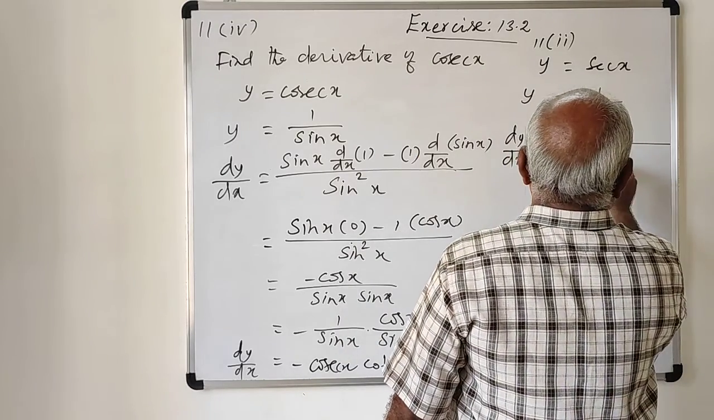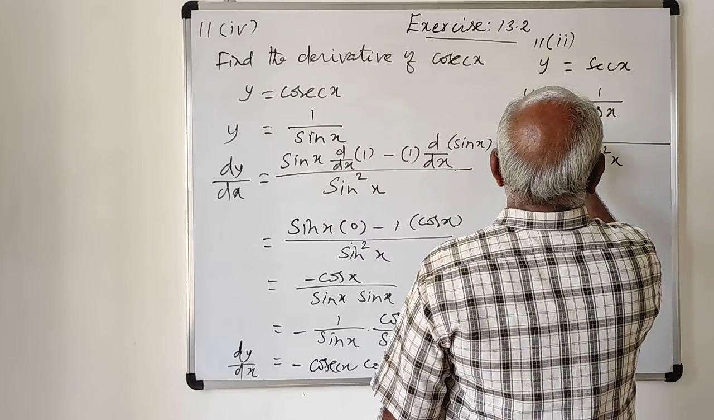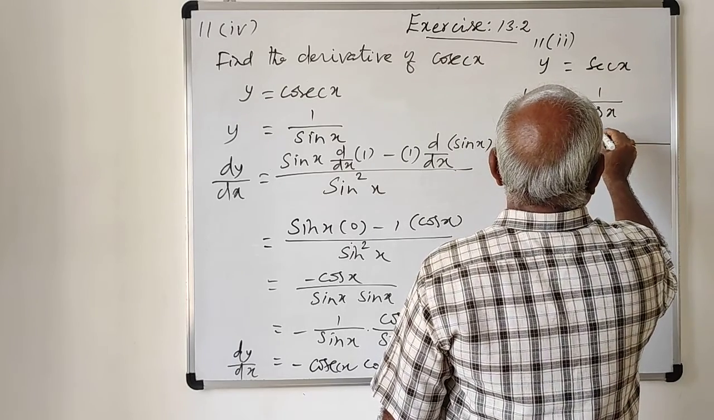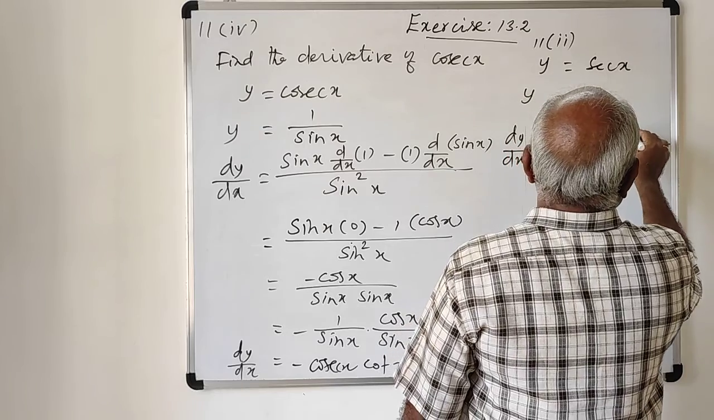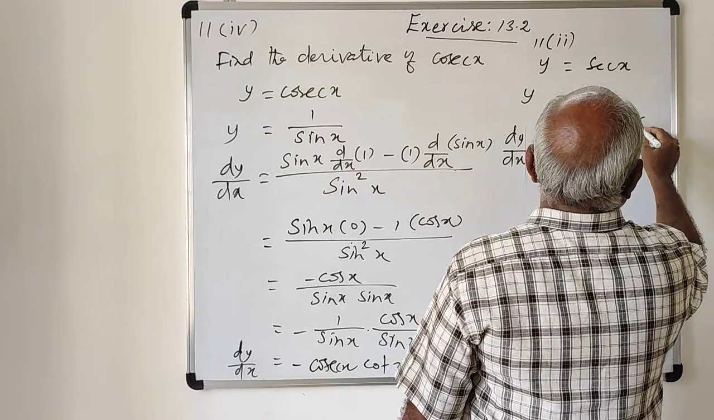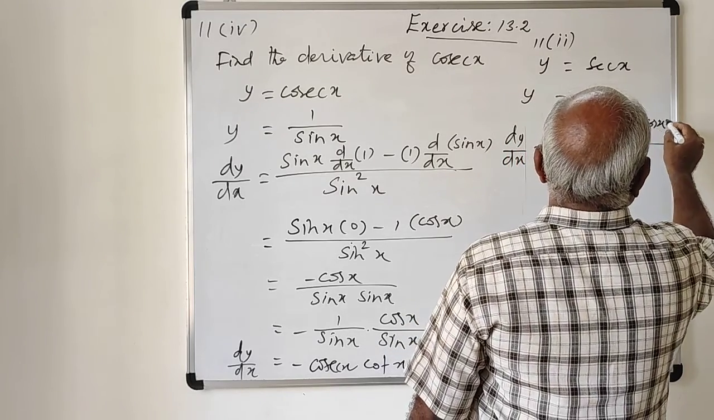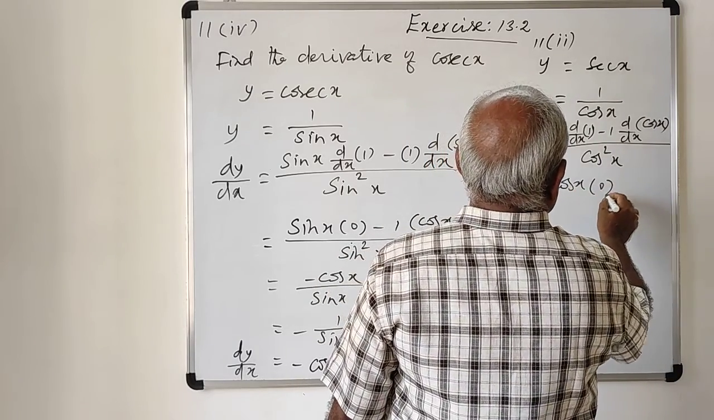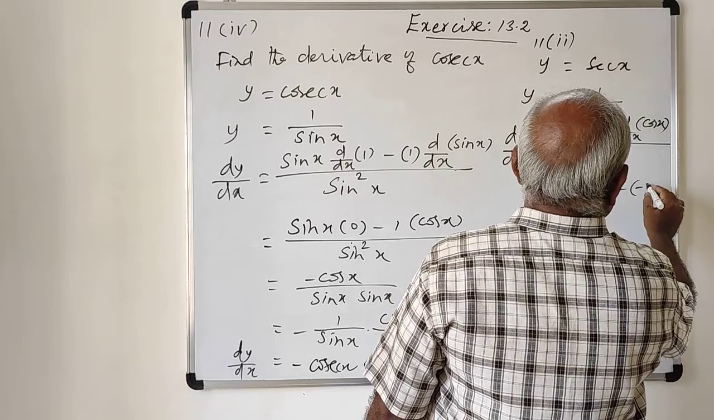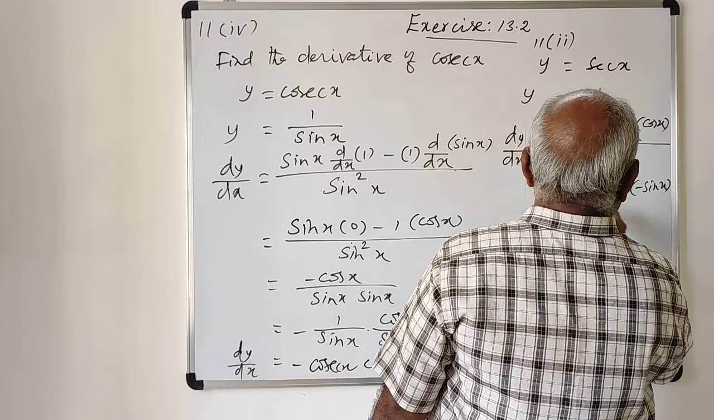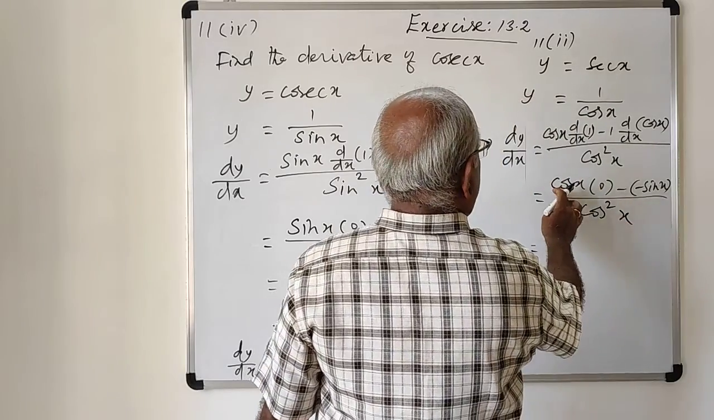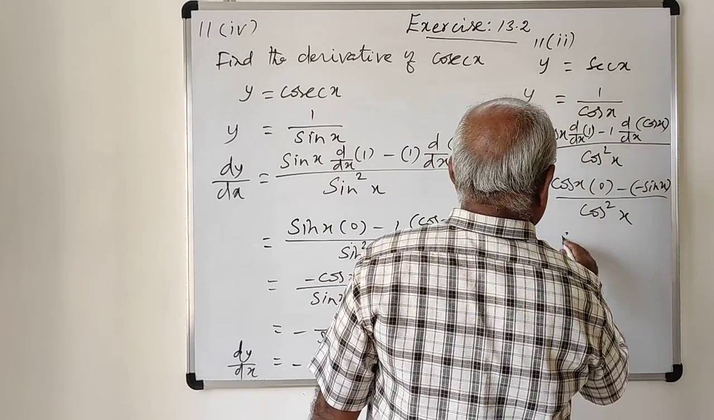dy by dx equals denominator square, cos square x, into cos x into d by dx of 1, minus 1 into d by dx of cos x. So similarly, cos x into the derivative of 1 is 0, minus the derivative of cos x is minus sin x, by cos square x. Here also cos x into 0 is 0, minus minus sin x is plus sin x.